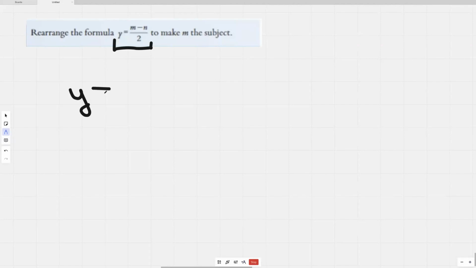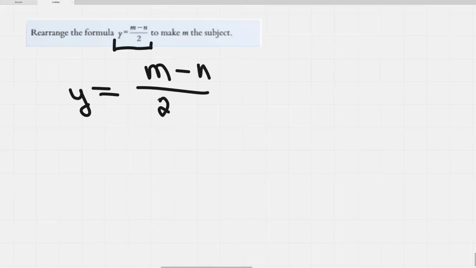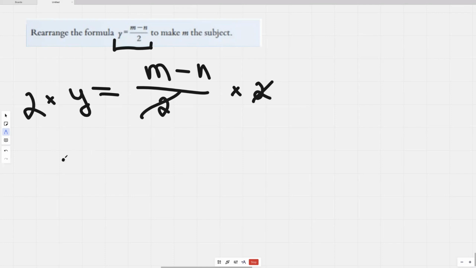y is equal to (m minus n) divided by 2. The first thing we have to do is multiply both sides by 2, because I want to cancel this 2 as I want to make m the subject. So multiply 2 to both sides: 2 multiplied by y, and then (m minus n) divided by 2 multiplied by 2. So here the 2s are cancelled out and 2y is equal to m minus n.